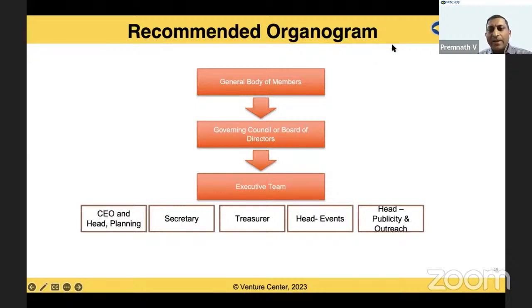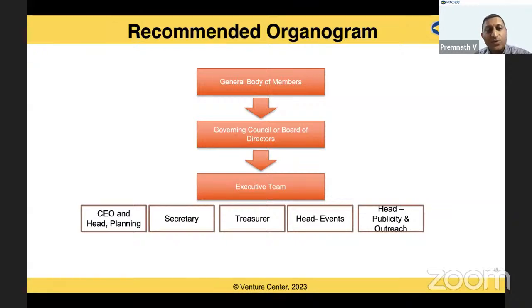Okay, what will be the organogram? The organogram looks like this. There's a general body of members. So these are the people who are members of the club, who will put in place a board, and an executive team will run the organization.